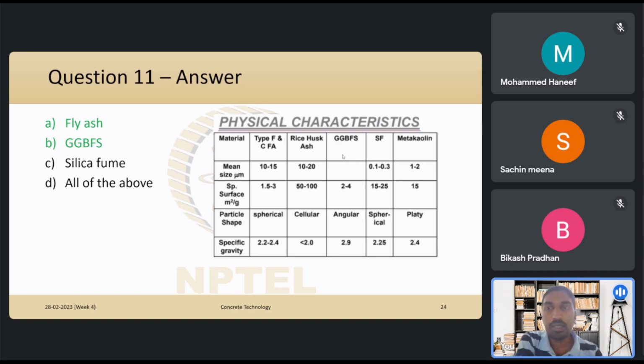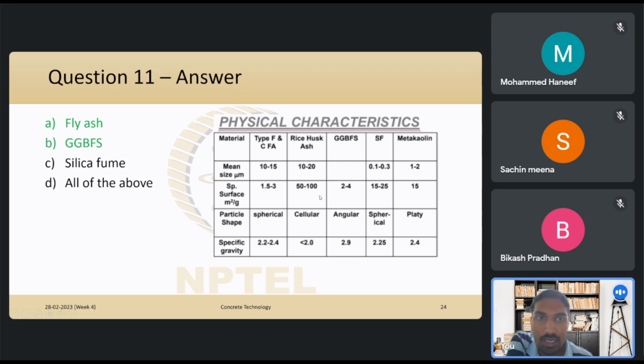We already saw that silica fume will increase your heat of hydration. It has to do with the reactivity, and that is dependent upon the specific surface. The finer the particles are, the more they could react during hydration, right? If you look at the specific surface of the different admixtures, both type F and type C fly ash have about 1.5 to 3, whereas GGBFS has about 2 to 4.